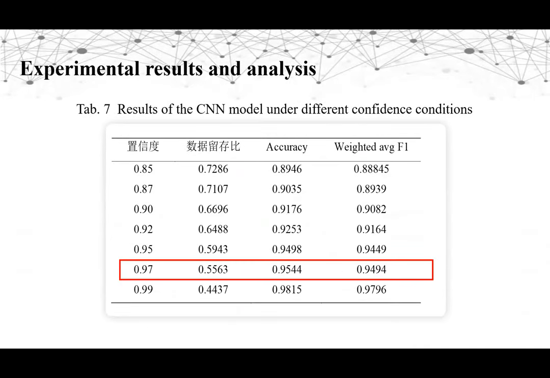The CNN model shows a good performance in the experiment with less training time and overhead. Therefore, we conducted experiments on the performance of the CNN model that integrates global information under different confidence. The higher the confidence, the less data is retained, and the performance of the model is greatly improved. When the confidence is 97%, the data retention is 55.63%, and the accuracy rate of the model identifying policy tools reaches 95.44%.